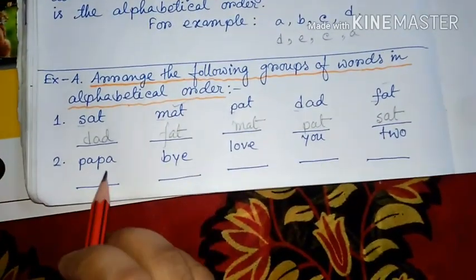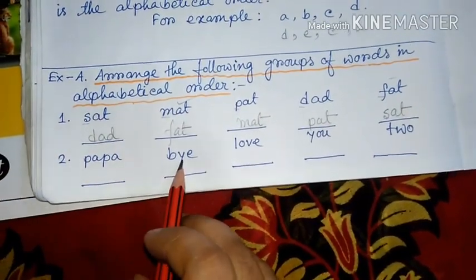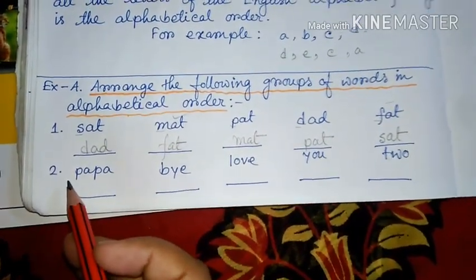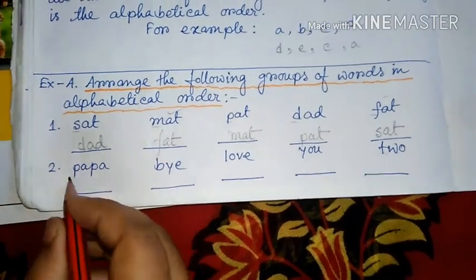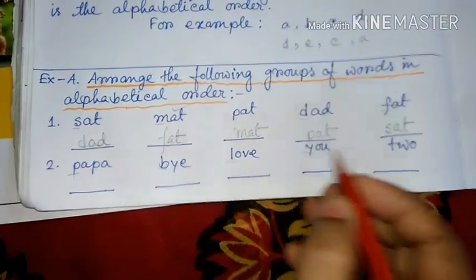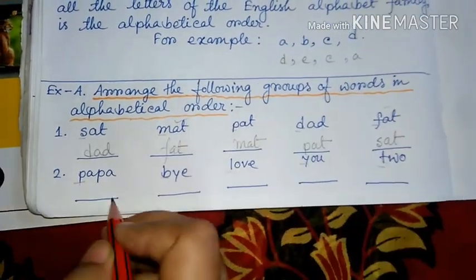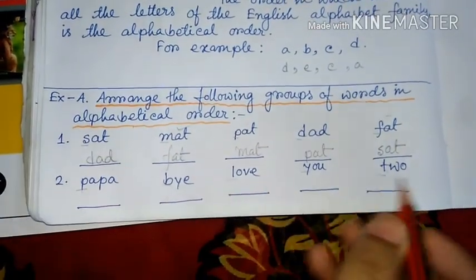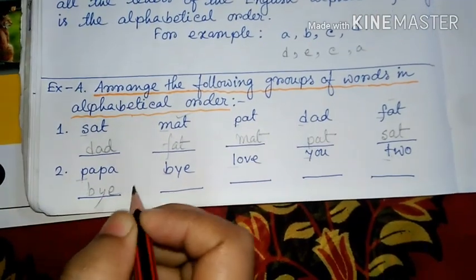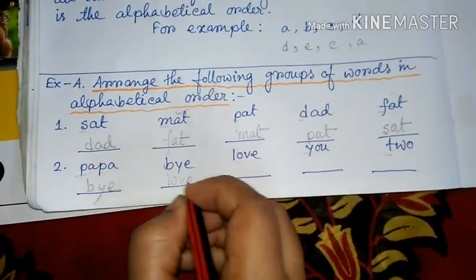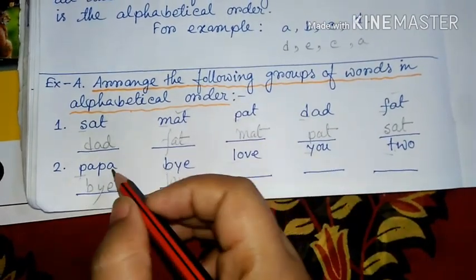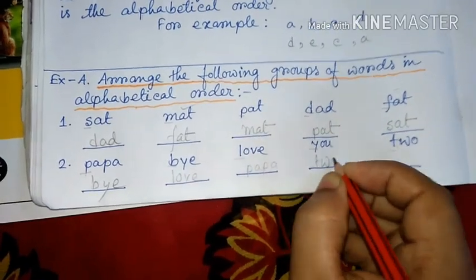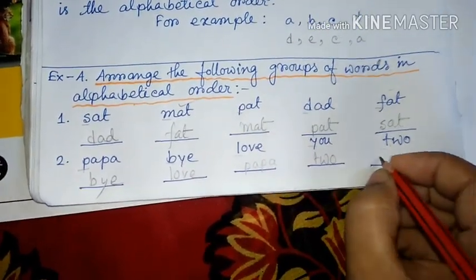Next one, here the words are papa, buy, love, you, too. The first letters of these words are P, B, L, Y, T. So according to the alphabetical order, the answer will be buy, then love, then papa, then two, then you.